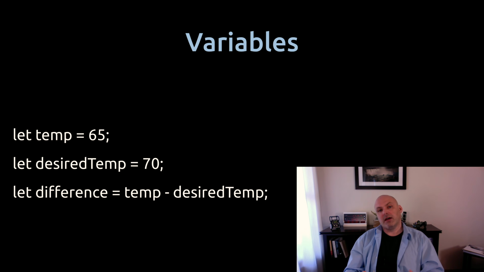So this means that later in my code, when I refer to the temp variable, what I'm really referring to is the value that I've put inside there, namely the 65. If I ask the program to display the value of the temp variable, it will show me 65.